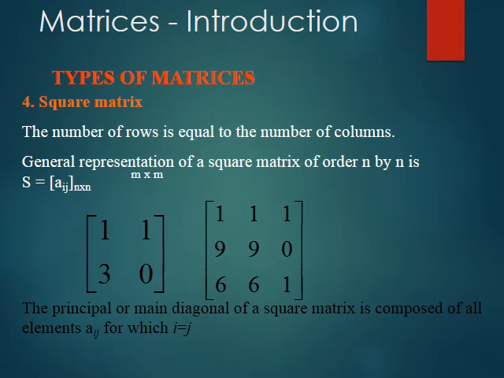The principal diagonal is the diagonal having element 1, 0, and on the other hand, in this square matrix of order 3, the principal diagonal is 1, 9 and 1. So what is a square matrix? A square matrix is a matrix in which the number of rows and number of columns are the same, and the principal diagonal is the main diagonal.